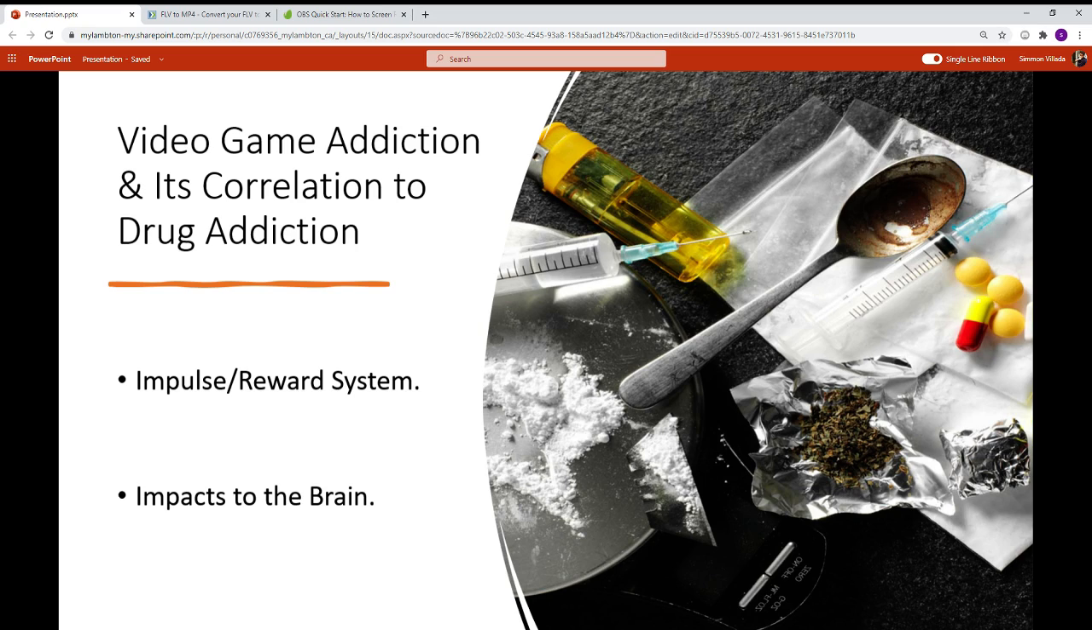Both drugs and video games function off the reward system of the brain. However, drugs can have a permanent, direct impact on the brain's chemistry, whereas video games have a much weaker toned effect.